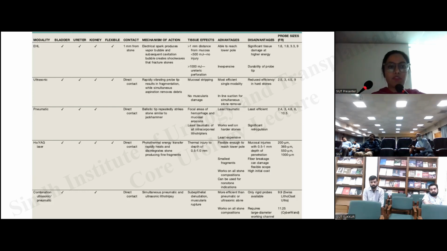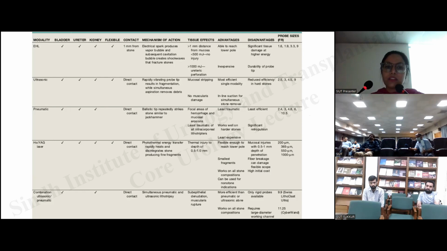The second is ultrasonic. It is also used for kidney, ureter, and bladder. There should be direct contact with the stone. The mechanism of action is that there is a rapidly vibrating probe tip that results in fragmentation while simultaneously aspirating and removing the debris. Tissue effect would be mucosal stripping. There is no muscularis damage.